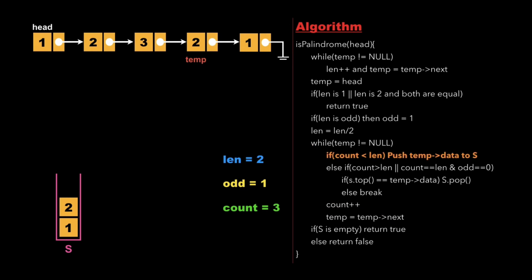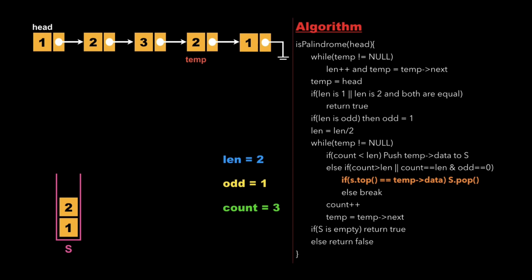Again we check for the same condition. Even this time the value of count is not less than length but it is greater than length, therefore this condition is true. Now we check whether S of top is equal to temp of data, that is temp of data is 2 as well as the top element of the stack is also 2.